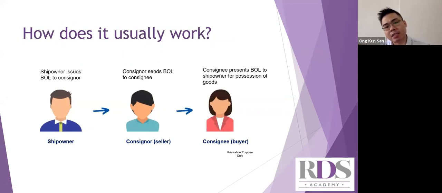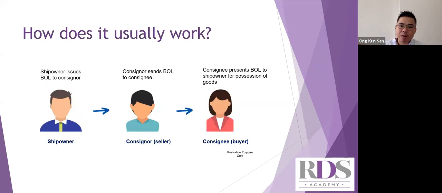Yes, as I explained just now, one copy will be retained by the ship owner, one copy by myself, the consignor, and the last copy will be retained by the consignee. So what happens is that if Kuhan, as the buyer, wanted to claim his goods at the port or at the dock, he would have to present the bill of lading to the ship owner. Only upon the presentation of the bill of lading would the ship owner release the goods to Kuhan, the buyer. Okay, let's pause here for a moment.